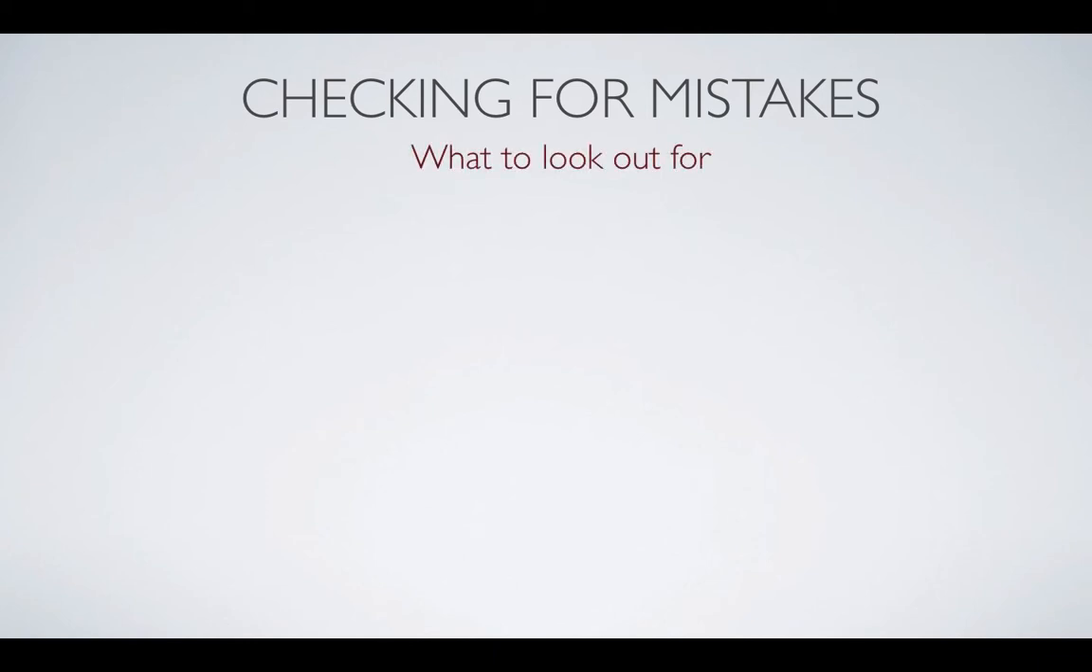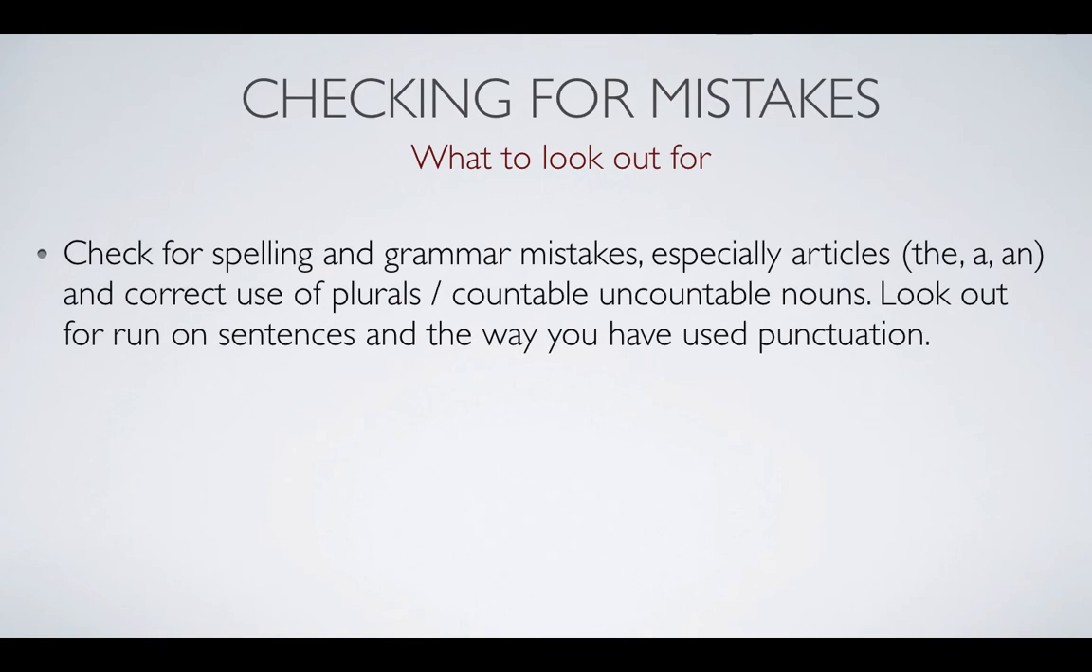So what kind of mistakes? What do we look out for? Check for spelling and grammar mistakes, especially things like articles, the and a, the correct use of plurals and countable, uncountable nouns. These I often see when I'm marking people's essays, problems of articles and plurals and subject-verb agreement. And also look out for run-on sentences.